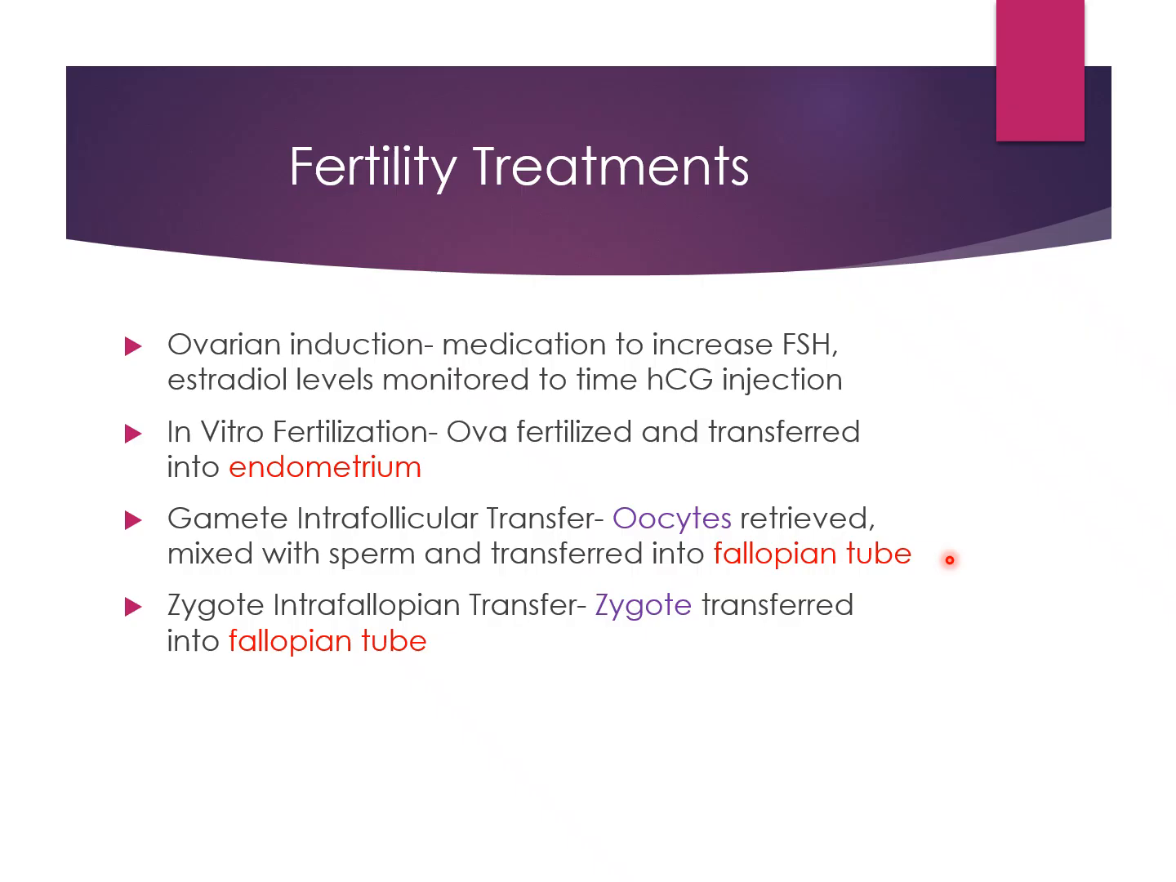The third one is zygote intrafallopian transfer. Okay, so this one we're taking a zygote. If you guys remember back from anatomy and physiology, when you have your oocyte, it is an unfertilized egg. When we're talking about a zygote, this has already been fertilized. So they took it out, they put it in a petri dish, they fertilized it, and then they put it into the fallopian tube. So a pre-fertilized egg goes into the fallopian tube. That is a zygote intrafallopian transfer.